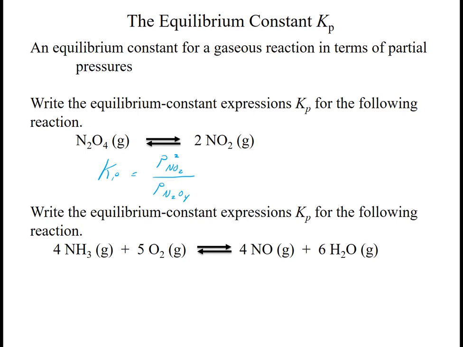This one's a little bit more complicated. So I have Kp is equal to the pressure of NO to the fourth, pressure of H2O to the sixth, over the pressure of NH3 to the fourth, and the pressure of O2 to the fifth. And that's all you have to do for these. It's just like writing the Kc expression.